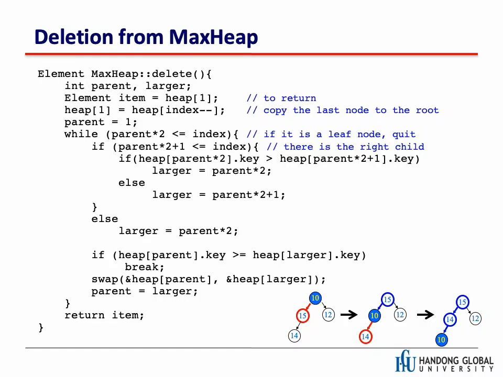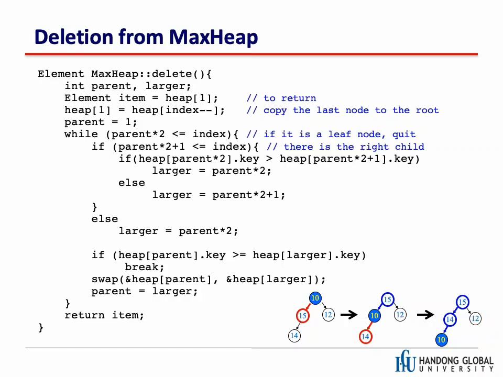After deleting, it is not a max heap anymore, so we have to adjust the tree to be a max heap. Next line, heap 1 will be heap index minus minus. By that, we copy the last node to the root, and at the same time we decrease the index. Index is the number of elements in the max heap. So we decrease index, but before decreasing, we copy the last node to the root node. Actually, we start from 1, so we don't use heap 0.